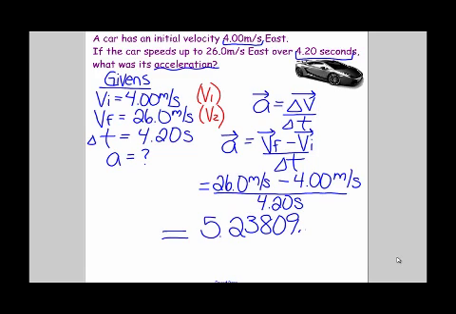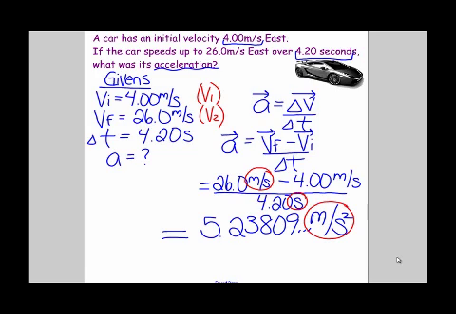5.23809, and this keeps going. So a lot of numbers there. Acceleration unit here, we haven't talked about this yet. The unit for acceleration is a meter per second squared. And that just comes from my equation. I have a meter per second on the top, a second on the bottom. So it's kind of like saying a meter per second per second, but we write that as a meter per second squared.